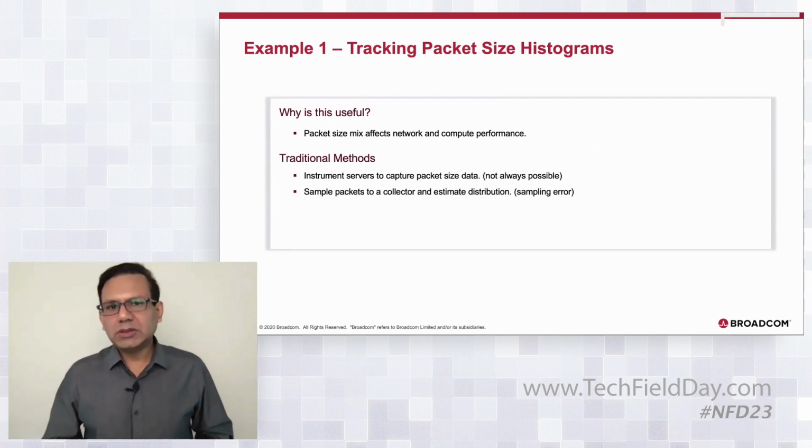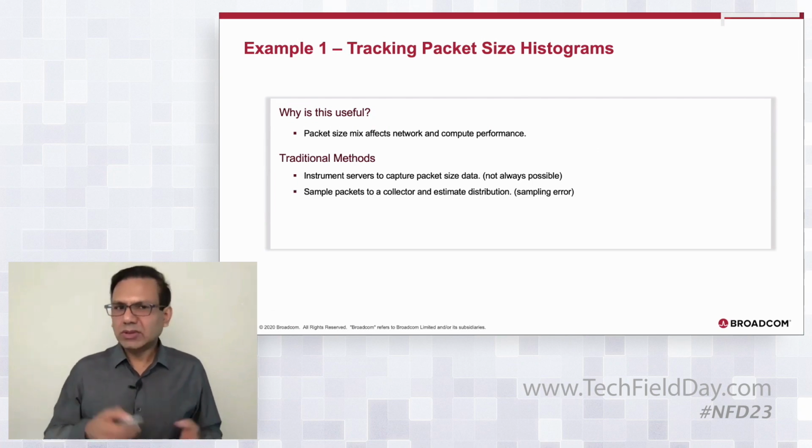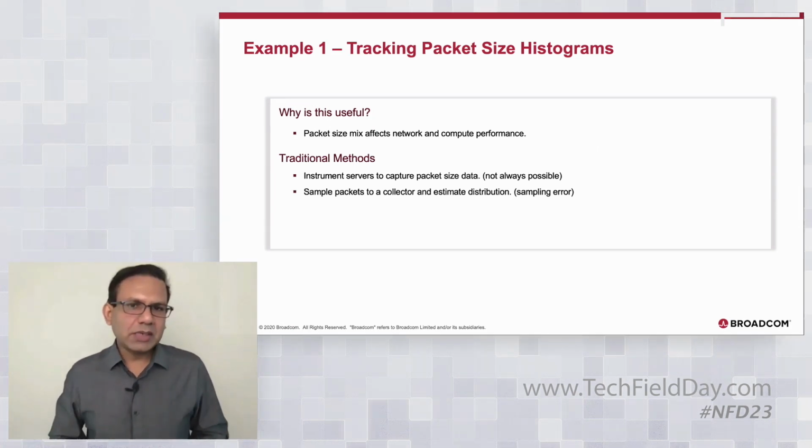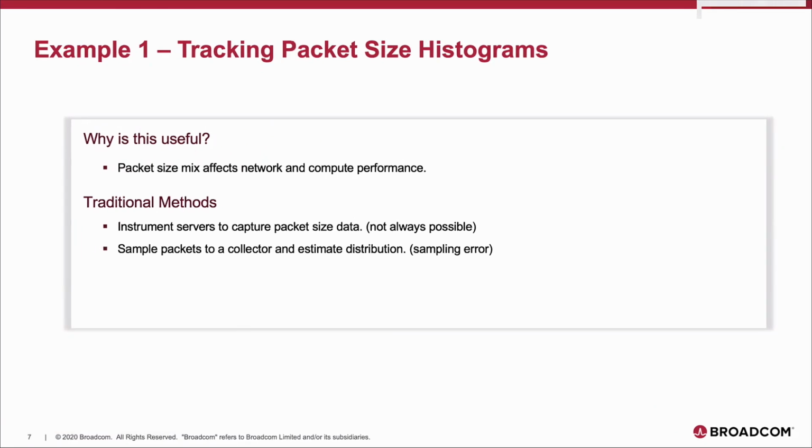What would be the traditional method for getting this insight? You would instrument your servers to capture packet size data, which is not always possible because you may not have control of the servers, or you may have NICs that are doing receive side scaling, and what you're really seeing is an aggregate block of data. You could sample packets to a collector and then have the collector estimate a distribution based on the size it's seeing. But now you're going to get a sampling error, which can be pretty large, and it's going to be biased only in one way.